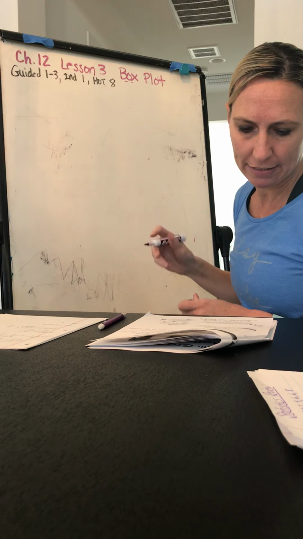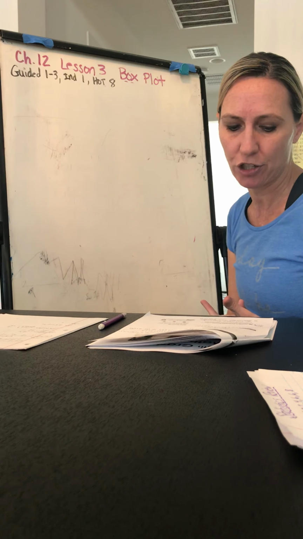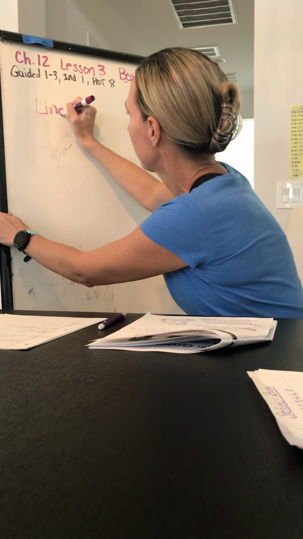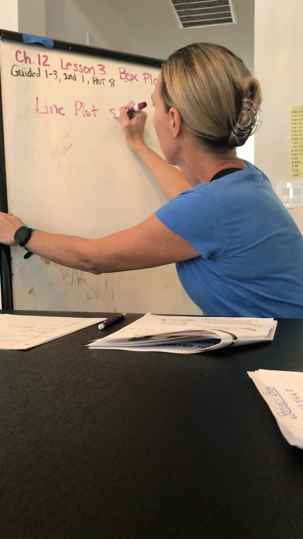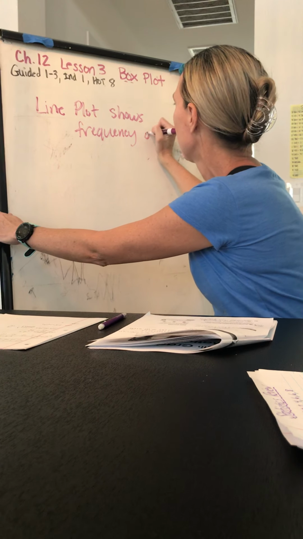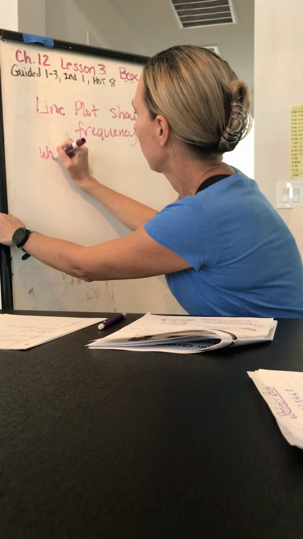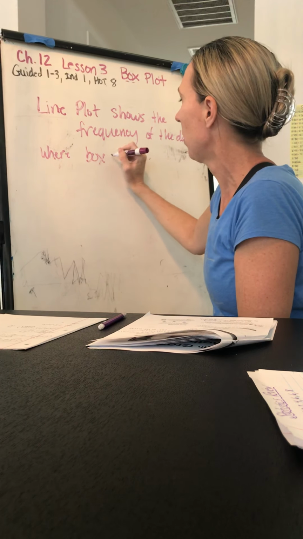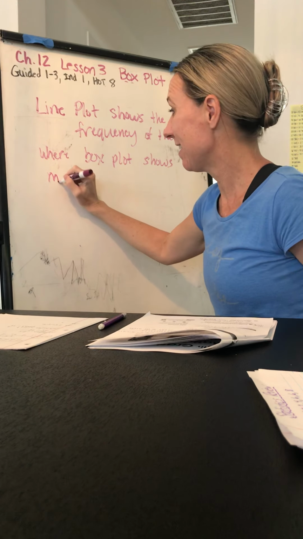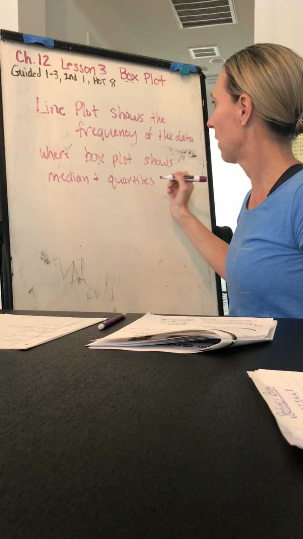All right, number 3 says, how is the information you can learn from a box plot different from what you can learn from the same set of data shown in a line plot? So it's just asking what the difference is. I would say something like a line plot shows the frequency of the data, where the box plot, or box and whiskers plot, shows what? Shows the median and the quartiles. And the quartiles, good. Yep. And the range. Yeah. And range.